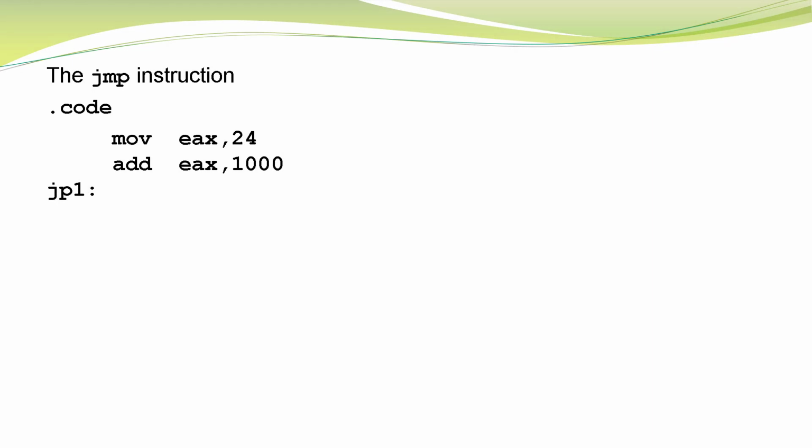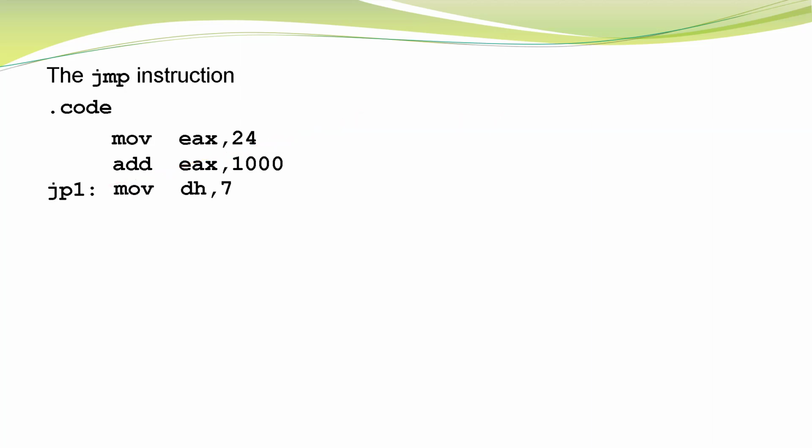Let's look at the jump instruction first. Say I've got this code. Nothing special about it. I'm moving 24 into the EAX register and then adding 1,000. This code does nothing at all. But what I want to point out is over here on the left, I've got a label. And since it's in the code section, the colon has to be there with it.